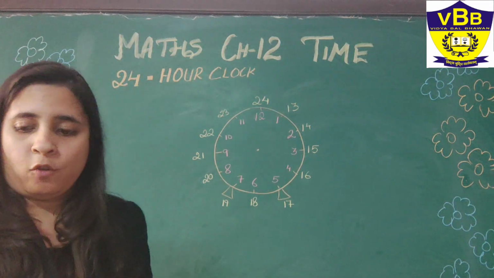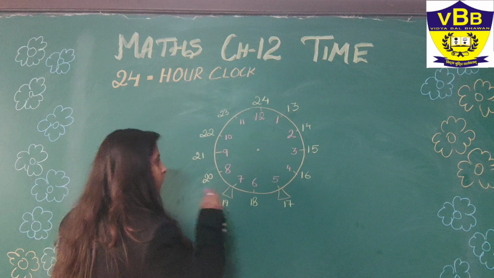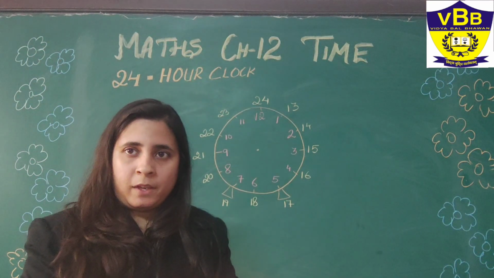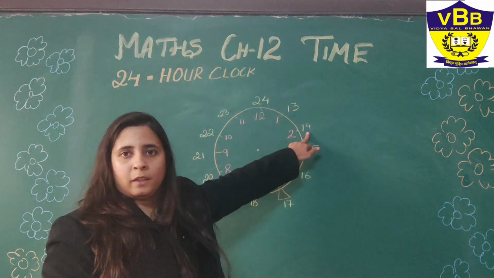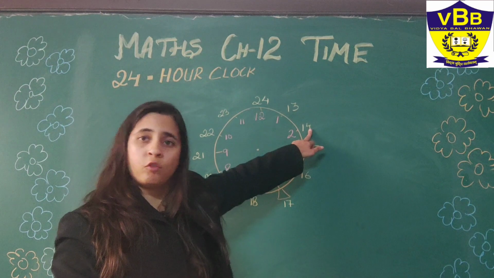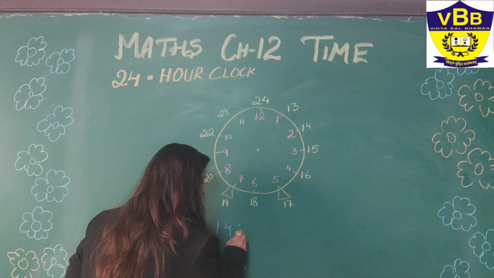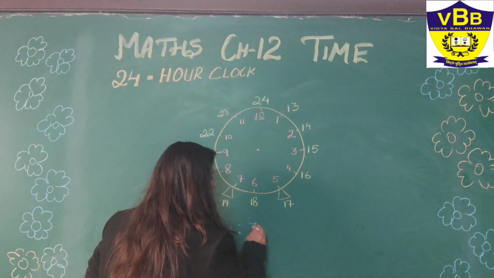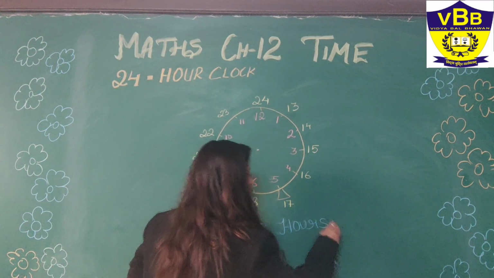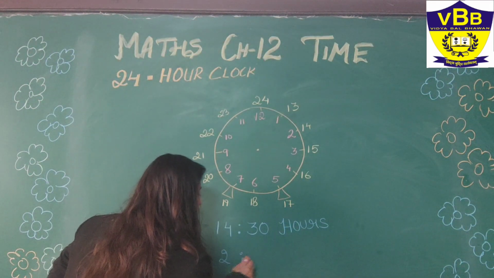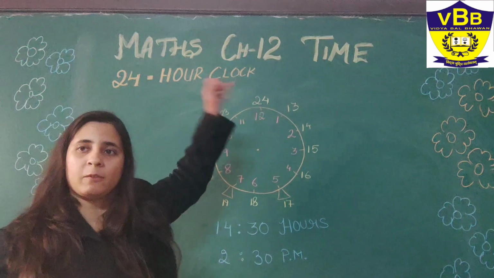Now, the 24-hour clock. How do we write the time in 24 hours? There are 4 digits to write the time in the 24-hour clock. Suppose the time is 2:30 PM. In the 24-hour clock, from here you can see 2 is 14. In the 24-hour clock, 2 PM will be read as 14 hours. So we will write 14 and then a colon, and then the minutes are 30. So it will be read as 14:30 hours. 14:30 hours means 2:30 PM.